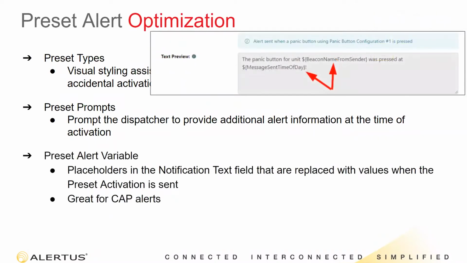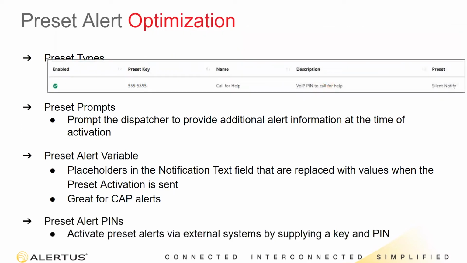We also have preset alert variables. These are great for CAP alerts that are automatically triggered. They act as placeholders within the text that are replaced with the values that come in from the CAP feed. And then finally, we have preset alert pins. These are great when you're using any external system. For example, as I mentioned earlier, VoIP phones. You can create a key and pin that will activate specific preset alerts for given scenarios that can be activated right from their VoIP phones.